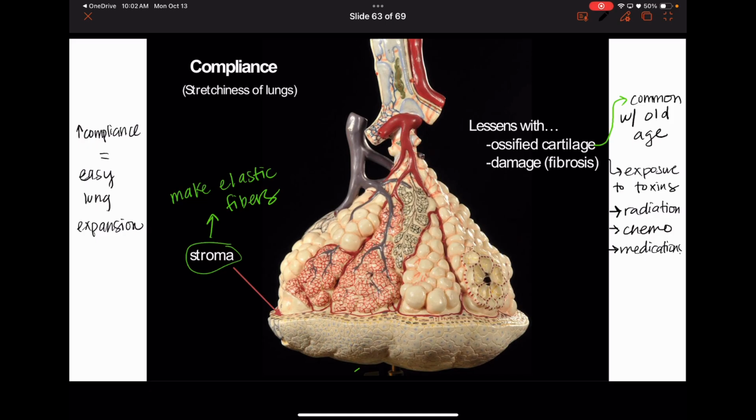The kind of medications are those that treat your heart. Heart medications can cause fibrosis. Certain antibiotics can cause fibrosis. And anti-inflammatories. And then also, you may just be more genetically inclined to have fibrosis in your lungs.